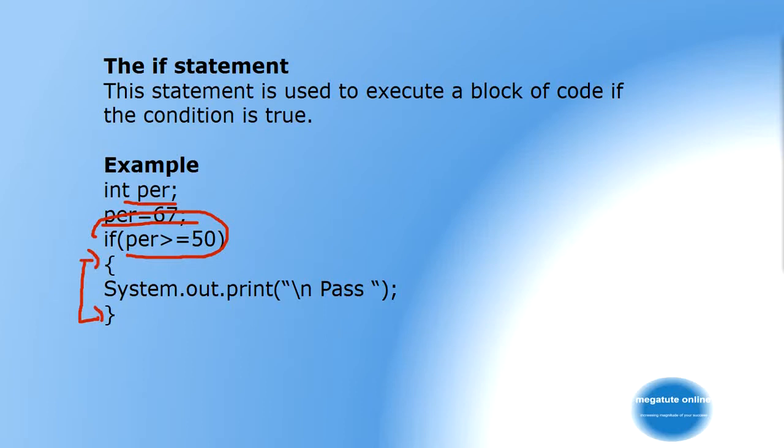That makes sense. We have stored percentage equals 67 and we are checking whether this percentage is more than 50 or not. Right now we know that it's 67, but in case we are taking it from the user, the user might give a different value. All right. So let's see the other part of it.